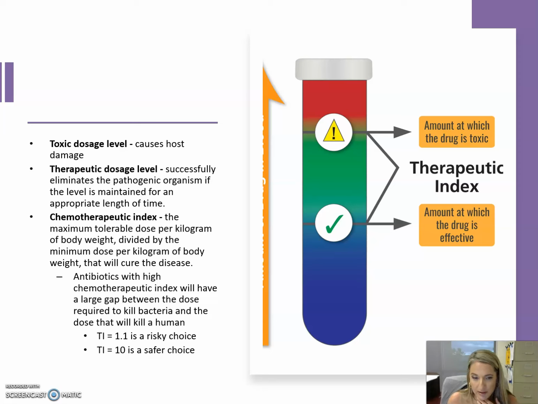Another thing we'll talk about is the chemotherapeutic index. The chemotherapeutic index is really a formula that we use to do a calculation. You're not going to be doing the calculation though, but the calculation is basically to take the maximum tolerable dose per kilogram of body weight and divide it by the minimum dose per kilogram of body weight that would cure the disease. So basically you're taking how much your body can handle without having side effects, divided by how much is required to cure the infection. And that's going to give you a number that we call the chemotherapeutic index.